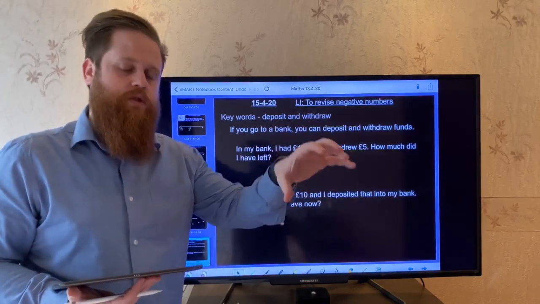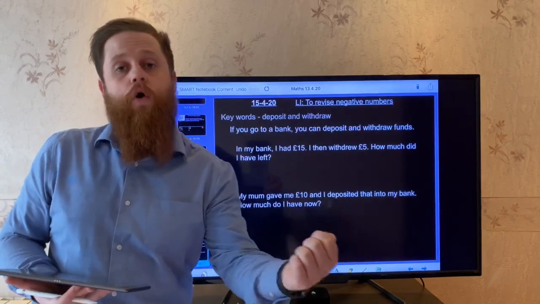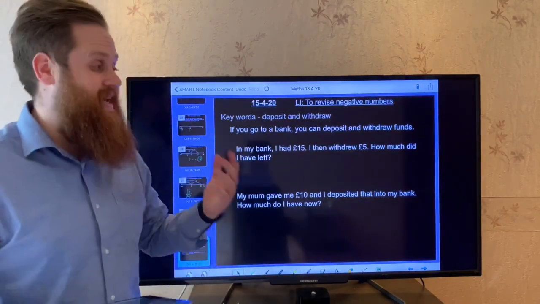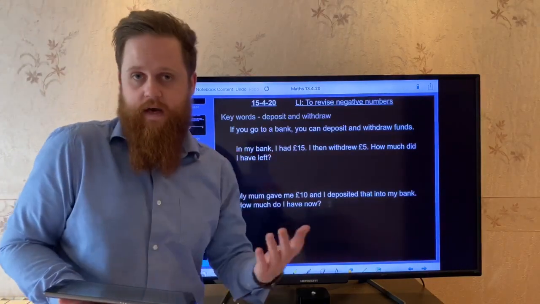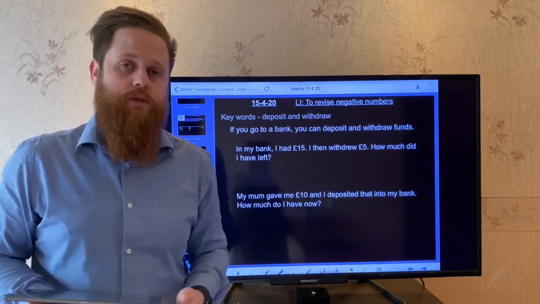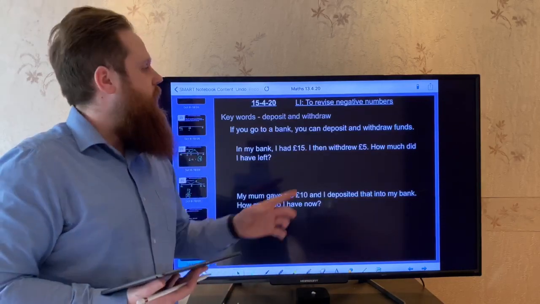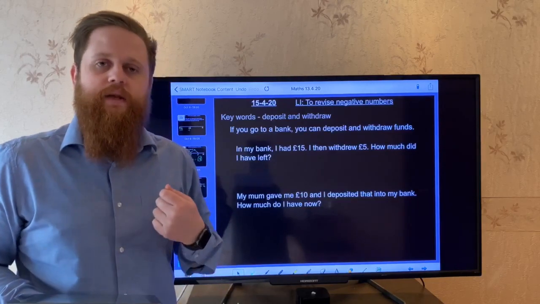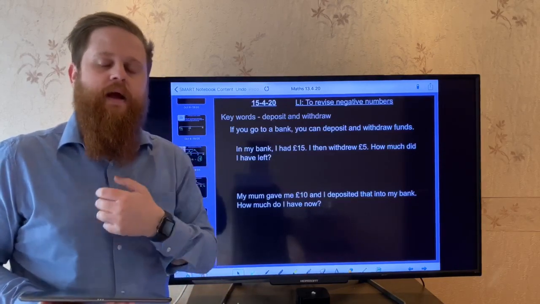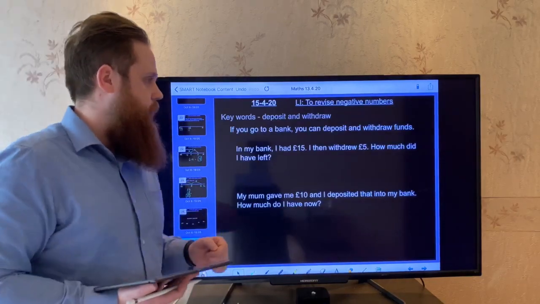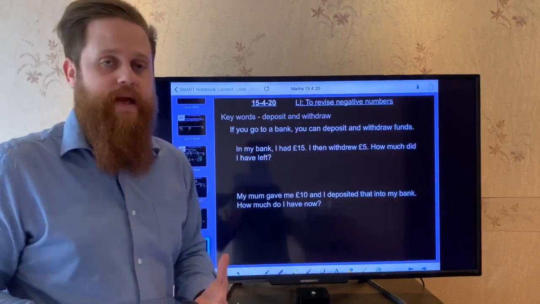So I've got £10 as my bank balance. If I withdraw 5 of those pounds, okay, I will have £5 left because 10 minus 5 is 5. Whereas if I was to deposit £10 and I had £10 in my bank account and I withdrew £15, that would be doing 10 minus 15, and that will give me minus £5. Okay. So here's another question that you may face.